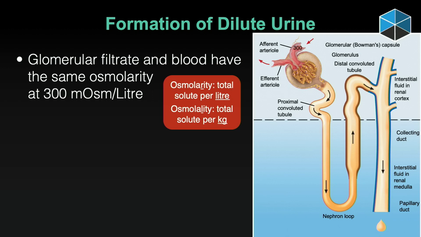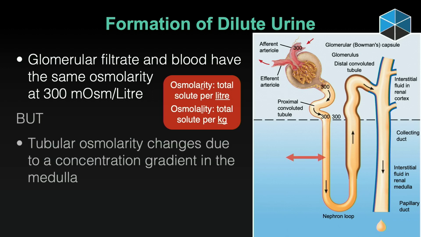So, blood coming in around 300 milliosmoles per liter. The filtrate that enters the proximal convoluted tubule, again, about 300 milliosmoles per liter. And that continues until we enter the nephron loop. The cortex is around 300 milliosmoles per liter. The tubular fluid is about 300 milliosmolar. And now we enter a situation where that changes.